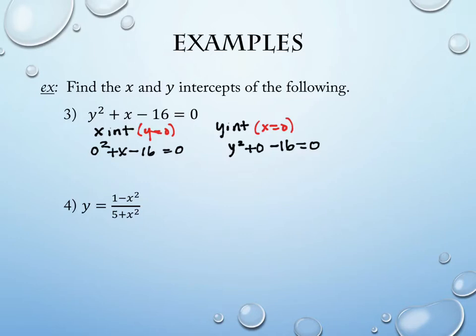So clearly this is 0. And my goal is to solve for x, which should mean I need to move the 16. So I'll add my 16 to the other side. So this is going to be x is equal to 16. So my x-intercept, I don't have space to write it there, so I'll write it over here to the side, is 16 for x and 0 for y. That's my x-intercept. X is 16, y is 0.